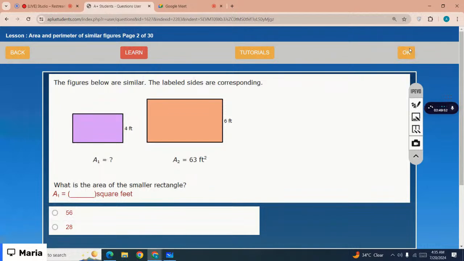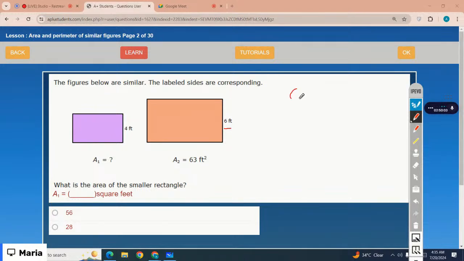The figures below are similar. The labeled sides are corresponding. What is the area of the smaller rectangle? So you need to calculate the area of the small rectangle. Just make ratios of the corresponding sides, this side and this side. So then their areas are 63 over A1. So solve it for A1. That is A1 equals 63 times 4 over 6.